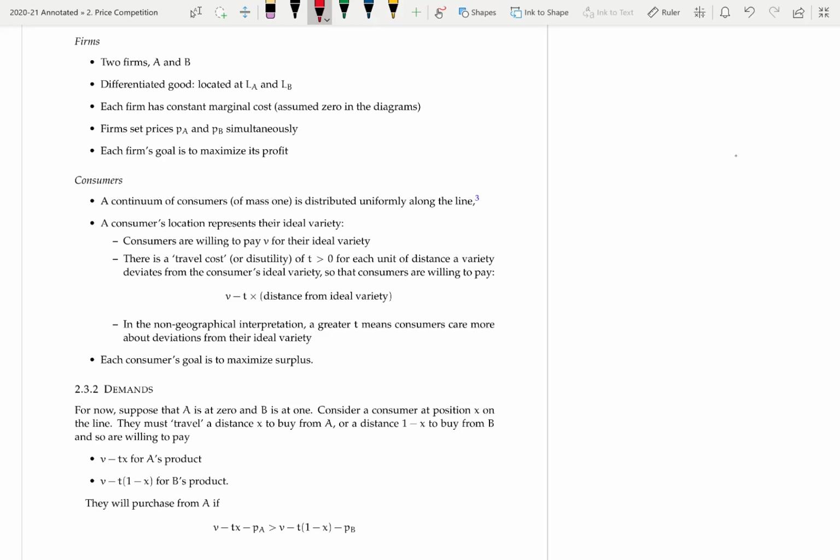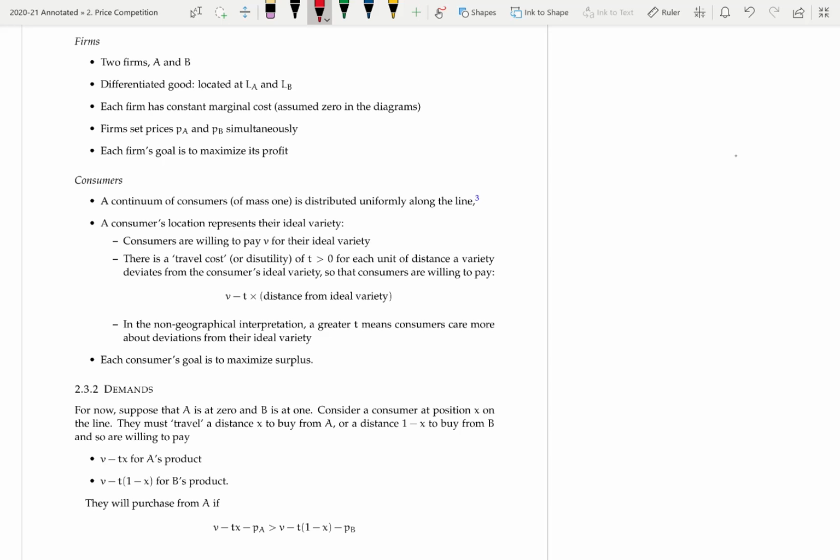The consumers, well, there is a continuum of consumers with a total number of consumers of 1, and they are distributed uniformly along the line. So this means they're spread out equally along the line. Half of the consumers are to the right of the halfway point, and half of the consumers are to the left. 3/4 of consumers are to the left of 3/4, and 1/4 are to the right of 3/4. So they're spread evenly.